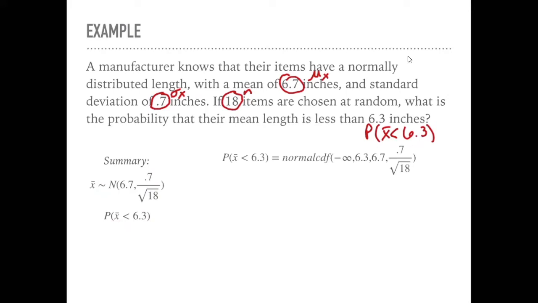So X bar less than 6.3, turn that into interval notation. We're saying from negative infinity up to 6.3, so our lower bound, our upper bound. And then our mean is 6.7. Our standard deviation is 0.7 divided by the square root of 18. Plugging that into our calculator, we get 0.008.